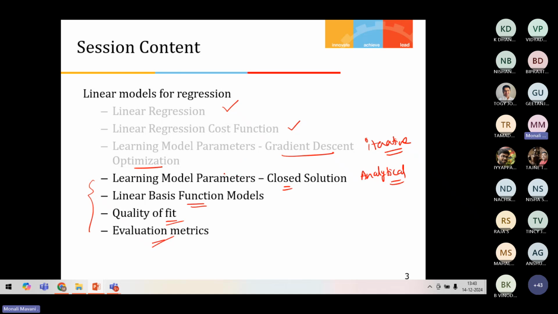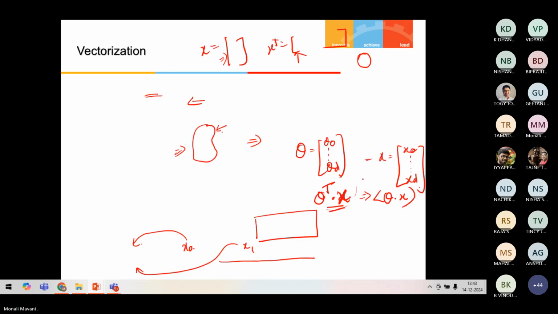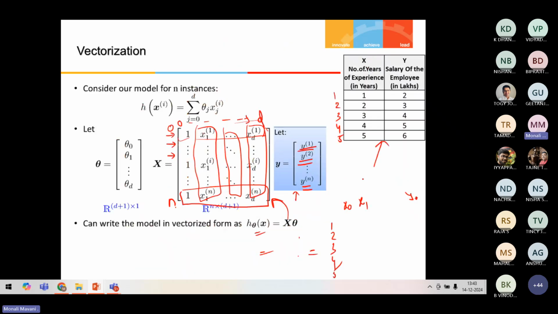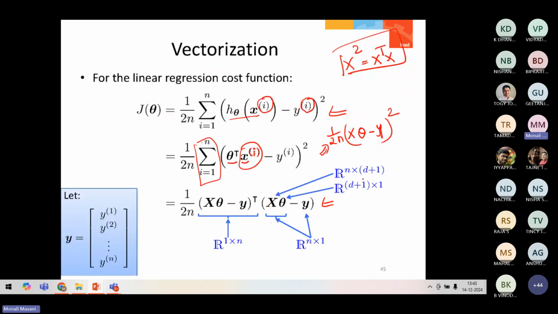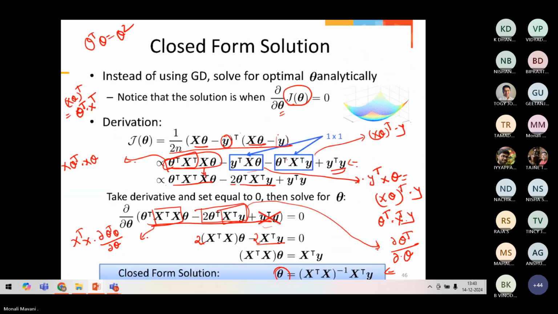With linear regression, we also have another solution known as a closed solution, or sometimes an analytical solution, where we can find the values of these parameters directly using one simple formula. So this is what I had shown in the last class.